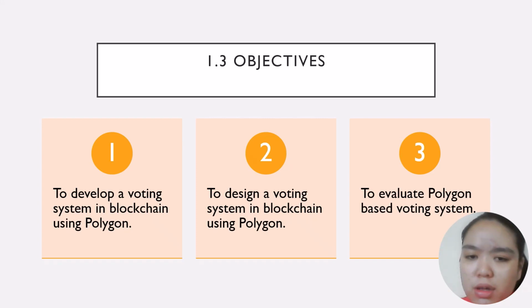For the objectives, number 1 is to develop a voting system in blockchain using Polygon. Number 2, to design a voting system in blockchain using Polygon. And number 3, to evaluate the Polygon-based voting system.